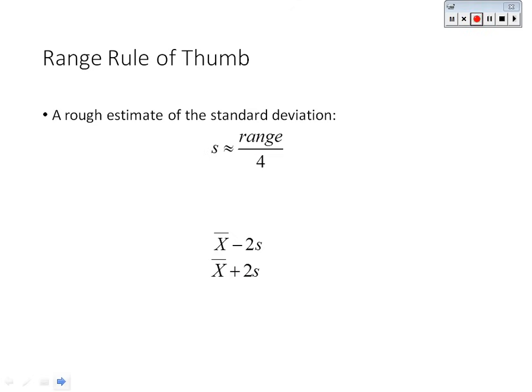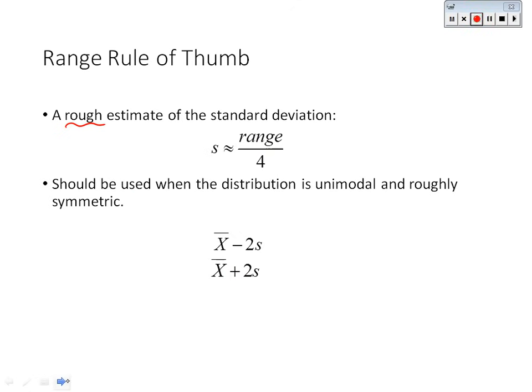Next level of variation, the range rule of thumb. I do need to stress this for you. It's a very rough estimate of the standard deviation. Usually as soon as I show this formula, people are like, sweet, done. I don't need to make those tables. I don't need all those sigmas and mu's and all that stuff. I can just do the range divided by 4.